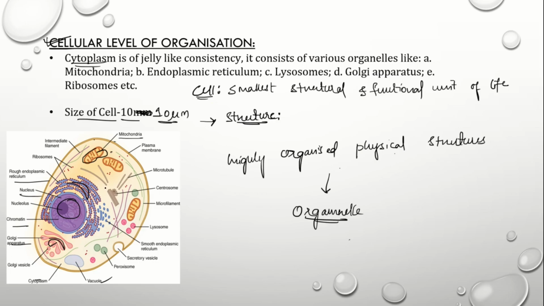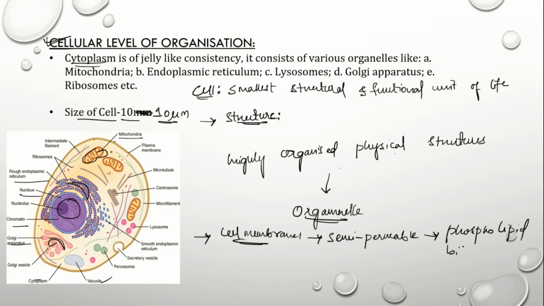Now, what does the cell wall look like? The cell wall or cell membrane should be covered with a good protective layer, and that is the cell membrane. The cell membrane is a semi-permeable membrane. It is made up of a phospholipid bilayer.